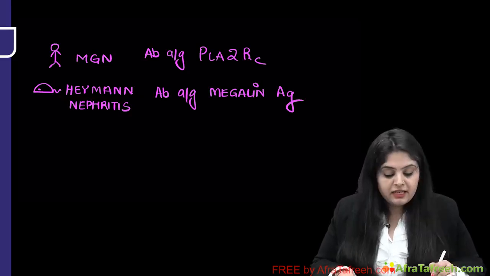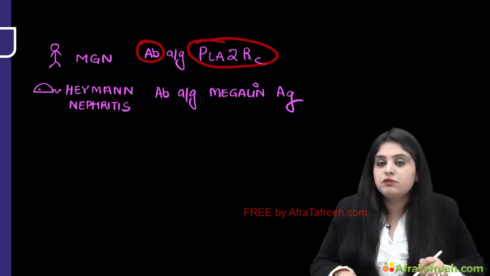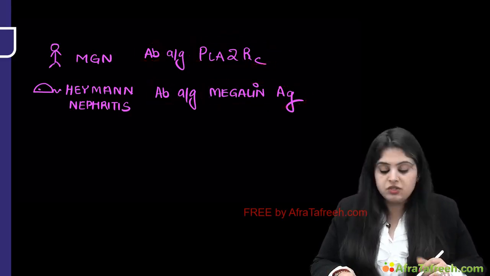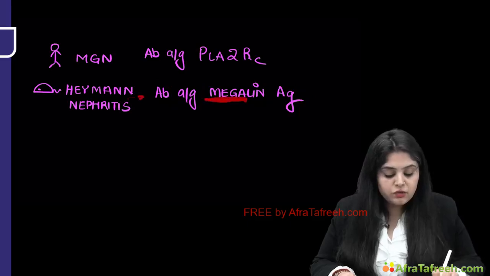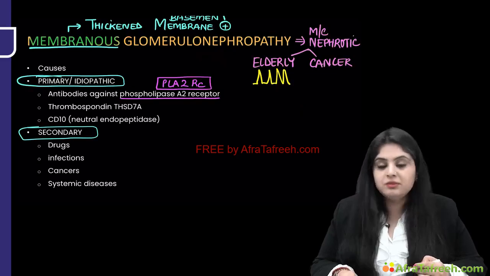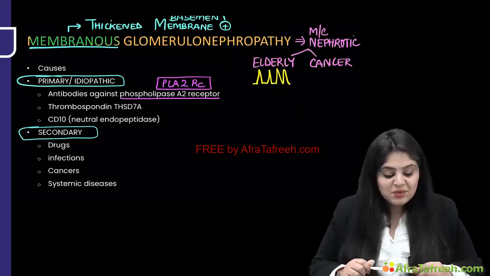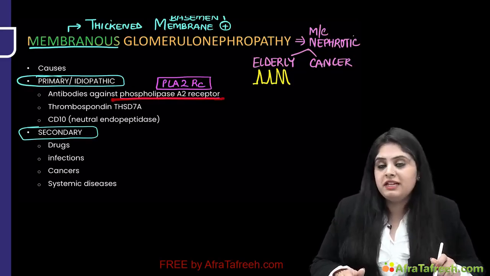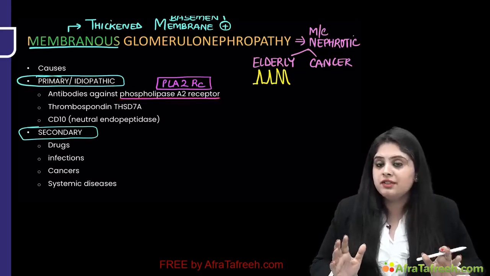And they said like in humans you have antibodies against phospholipase A2 receptors. In animals you have antibodies against the megalin antigen, and that megalin antigen is going to be Heymann nephritis. Sorry for making you learn about other animals and their kidneys. So let us come back to human kidney. So like I said, there are antibodies against the phospholipase A2 receptor. This I know since decades, nothing new.